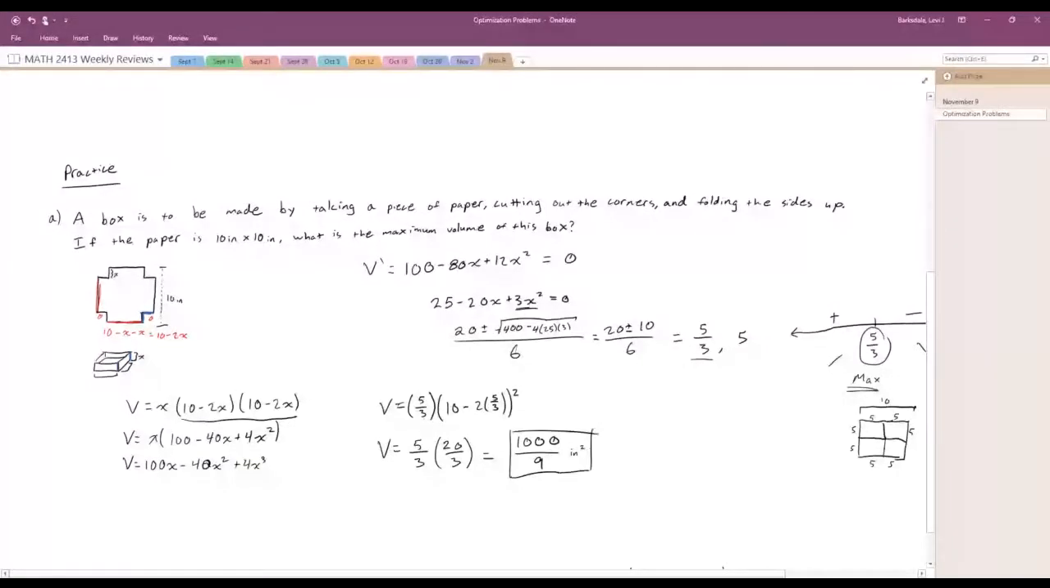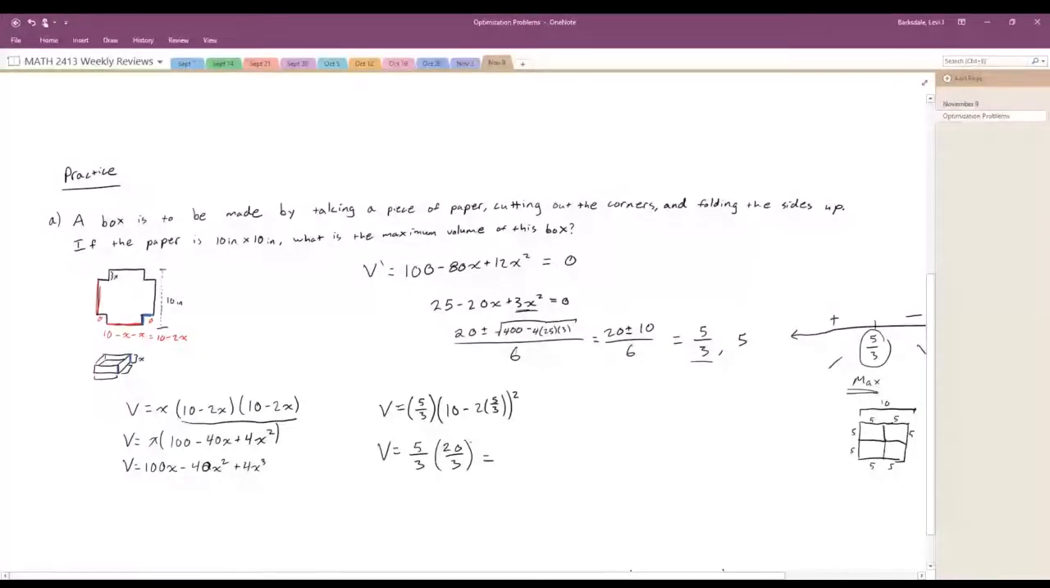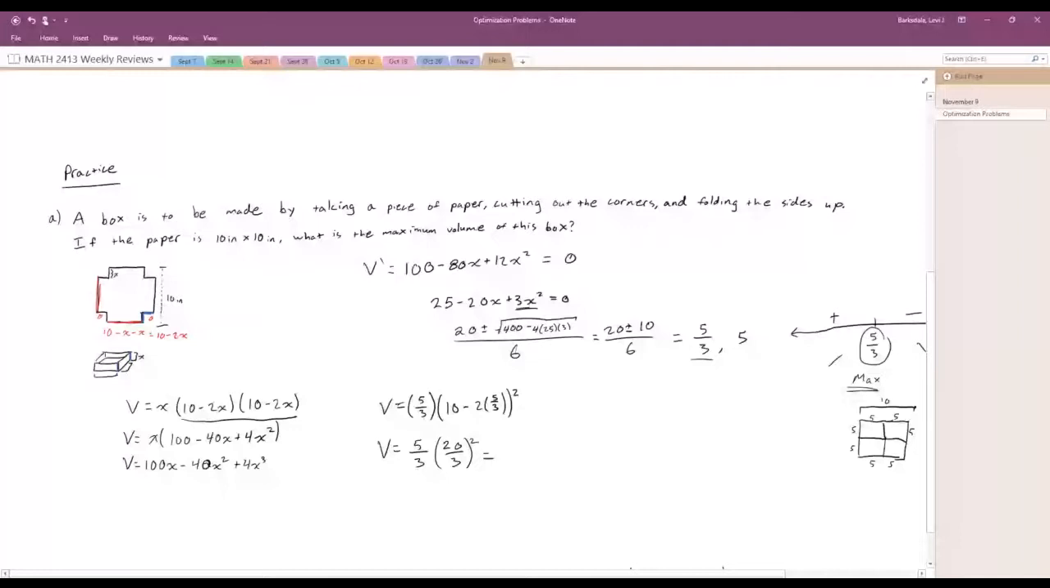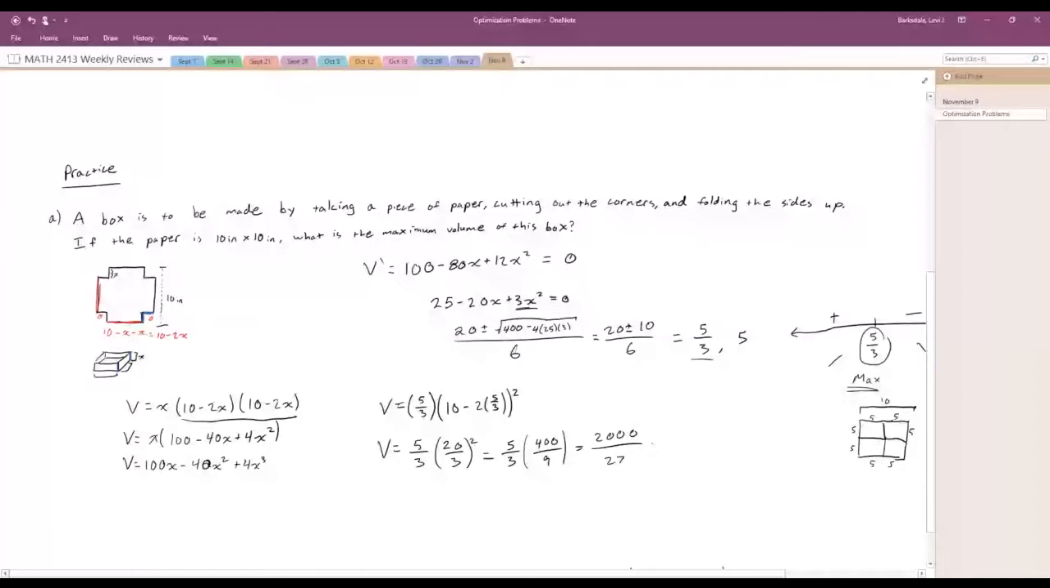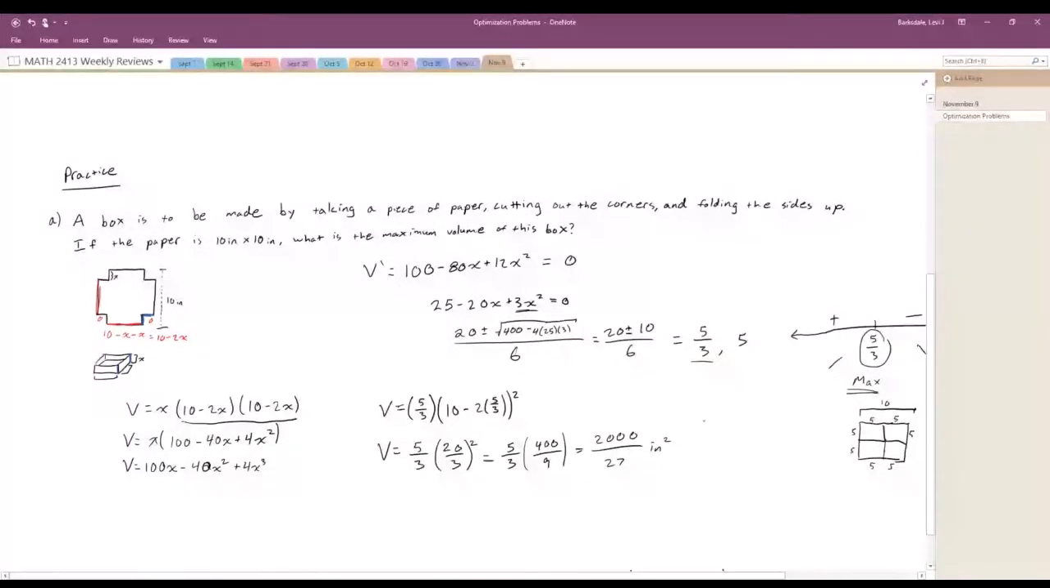Oh, I forgot to square. Never mind. It is not 1,000 over 9. It should be 5/3 times 20/3 squared, which is 5/3 times 400 over 9, which is 2,000 divided by 27 inches squared. There we go. This one makes sense?